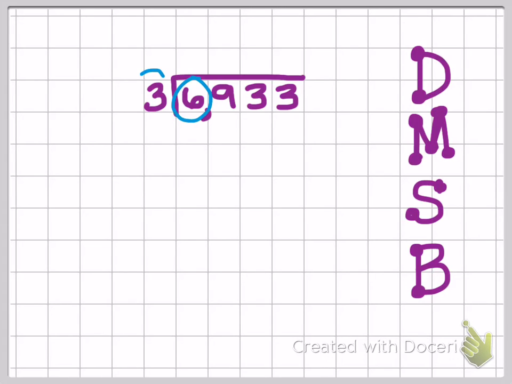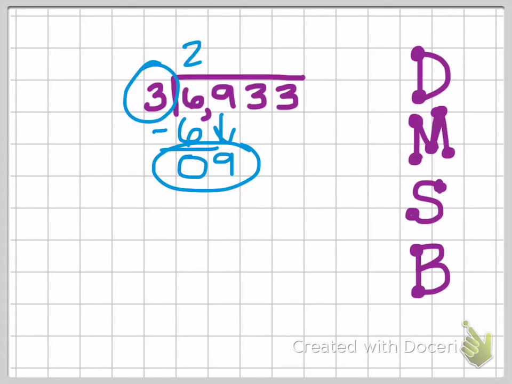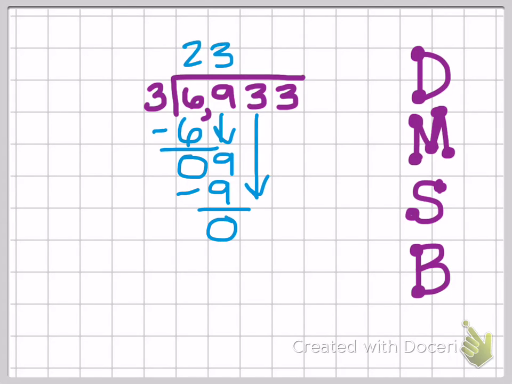6 divided by 3 is 2. Now multiply. 2 times 3 is 6. Now subtract. 6 minus 6 is 0. Now bring down the 9. Now we're working with 9 divided by 3. 9 divided by 3 is 3. Now we multiply. 3 times 3 is 9. Now we subtract. 9 minus 9 is 0. And we bring down the next digit.